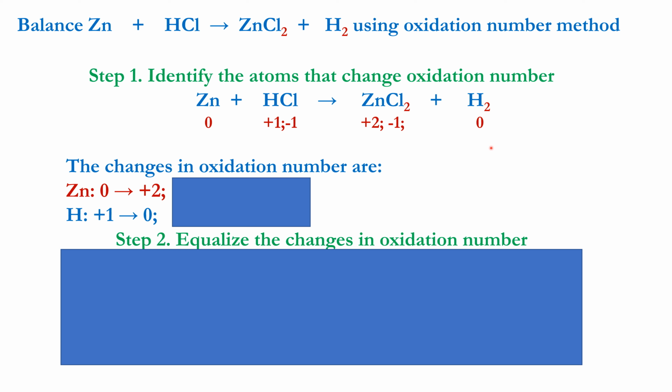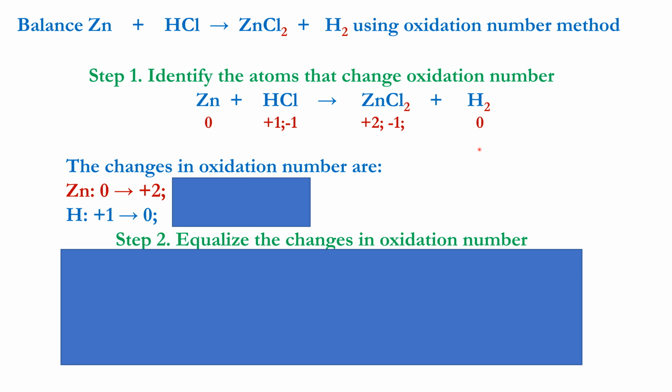So for zinc, its oxidation number increases from 0 to +2. Remember that increase in oxidation number is oxidation. Therefore, oxidation has occurred for zinc. For hydrogen, its oxidation number decreases from +1 to 0. Remember that decrease in oxidation number is reduction. So for hydrogen, reduction has occurred.